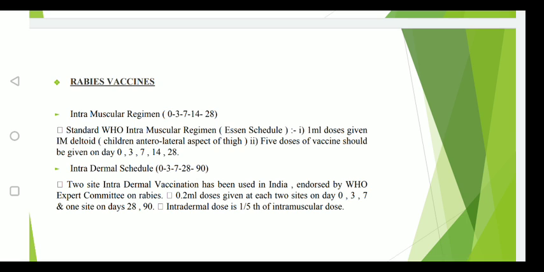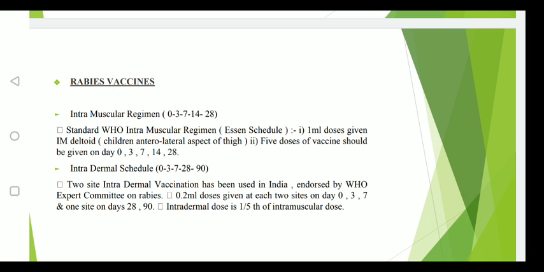We can use the intramuscular regimen, and the intradermal schedule is also there. The intramuscular regimen is the standard WHO intramuscular regimen. Here 1 ml dosage is given IM in the deltoid muscle. In the case of children, the anterior lateral aspect of the thigh is used to give the rabies vaccination, IM only. Only 1 dose of 1 ml is given IM. So for adults we use the deltoid, and for children the anterior lateral aspect of the thigh.